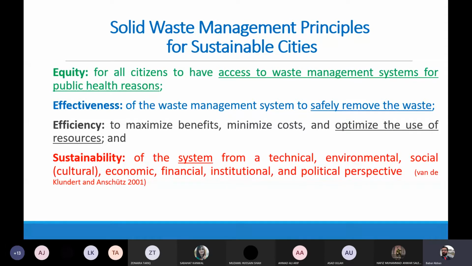So everybody must be working towards the development and sustainability of the system, rather than extracting their own interest and serving selected persons or selected communities, and leaving others in the ocean of solid waste. And finally, the political perspective must be focused towards the sustainability of the solid waste management system.